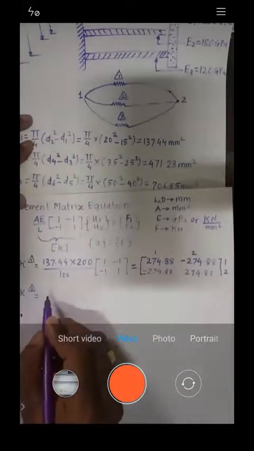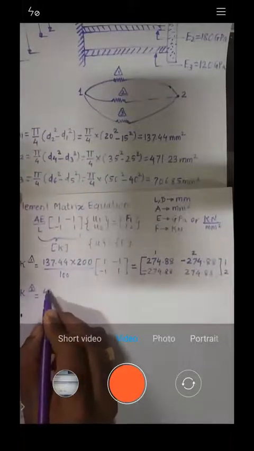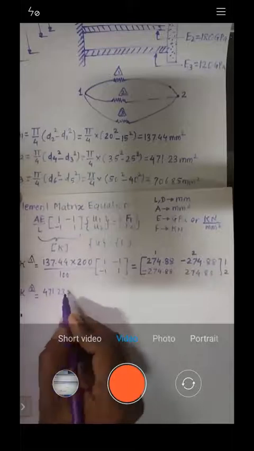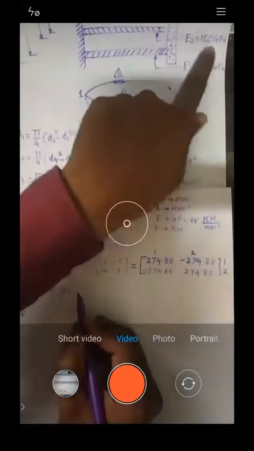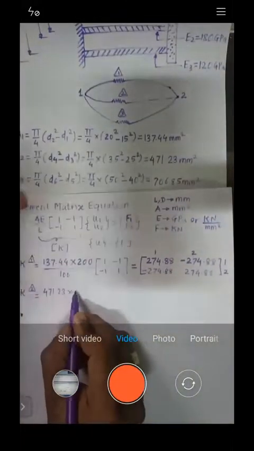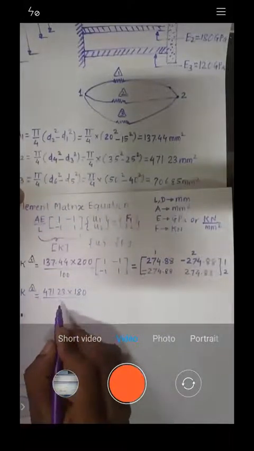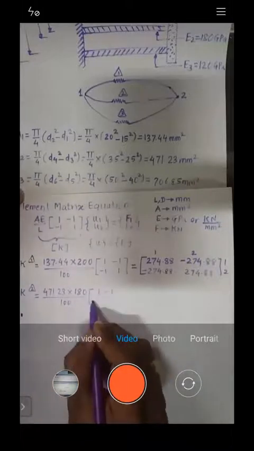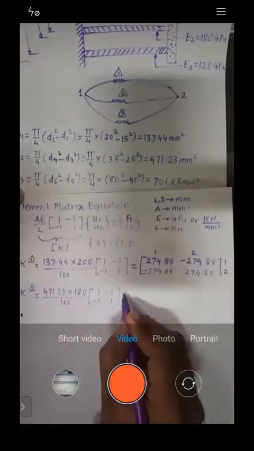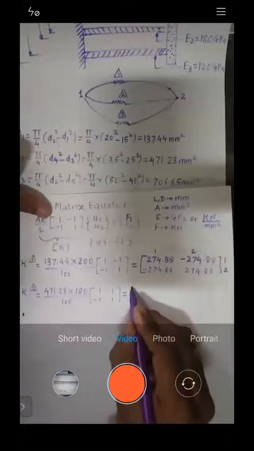Stiffness matrix of element number 2. For that you require the area of element number 2, that is 471.23, into E of element number 2, which is given as 180, upon the length of element number 2. Length of every element is the same, that is 100, into the matrix 1 minus 1, minus 1 1. Let me know how much value you're getting. 848.21.